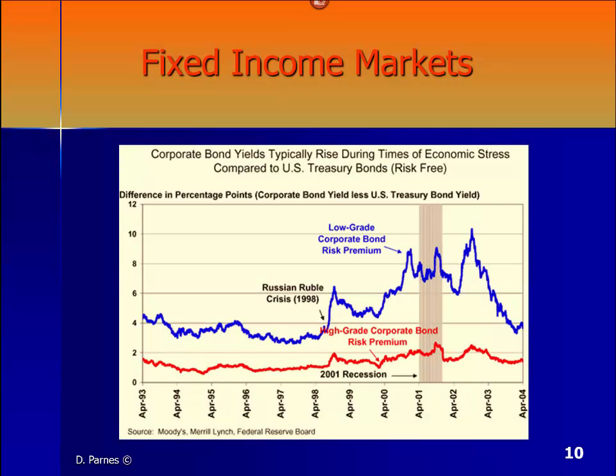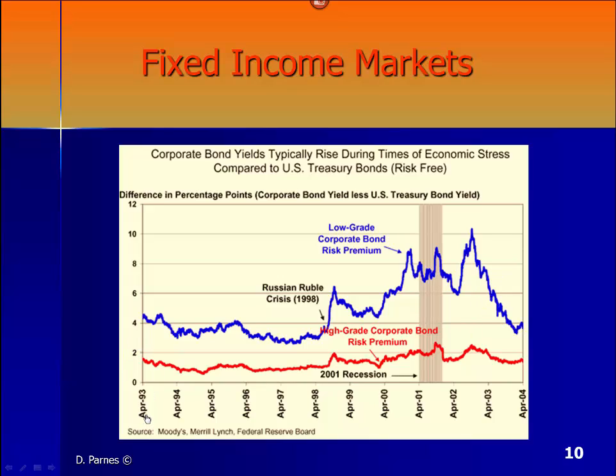This is another graph that shows, or accentuates, the fact that corporate bond yields typically rise during times of economic stress compared to US Treasury bonds. So this is how we measure the yield spread. The spread is always the gap between the yield of the corporate bond, in this case, and the US Treasury bonds, which means the risk-free interest rate. As you can see, the spread is increasing during economic stress and shrinking during periods of calm.